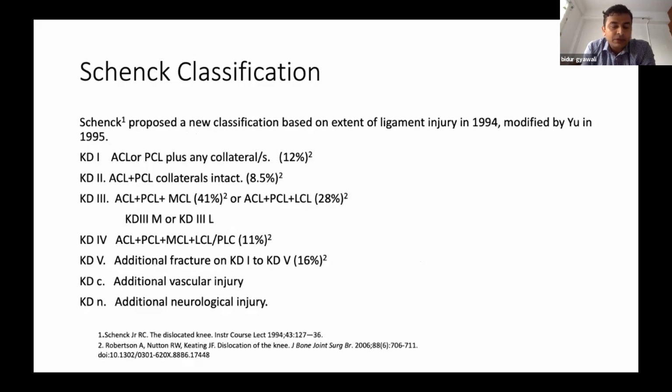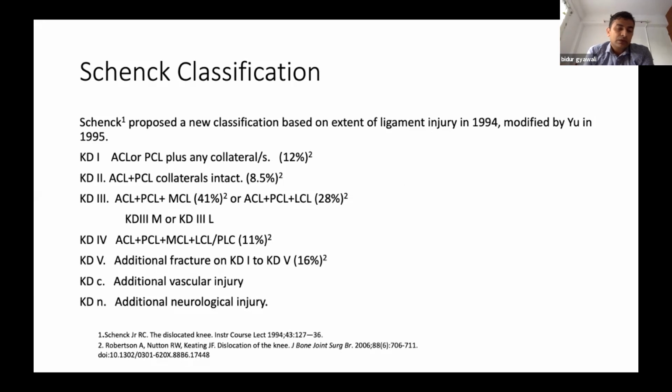Another currently widely accepted classification is by Schenck et al., which was later modified by Yu et al. in 1994 and 95. It is the classification which depends upon the structures injured in the knee dislocation. It has broadly 5 types. First is knee dislocation type 1. In this, only one cruciate, either ACL or PCL, is injured, plus any of the collaterals can be injured. It constitutes about 12% of the overall injuries.